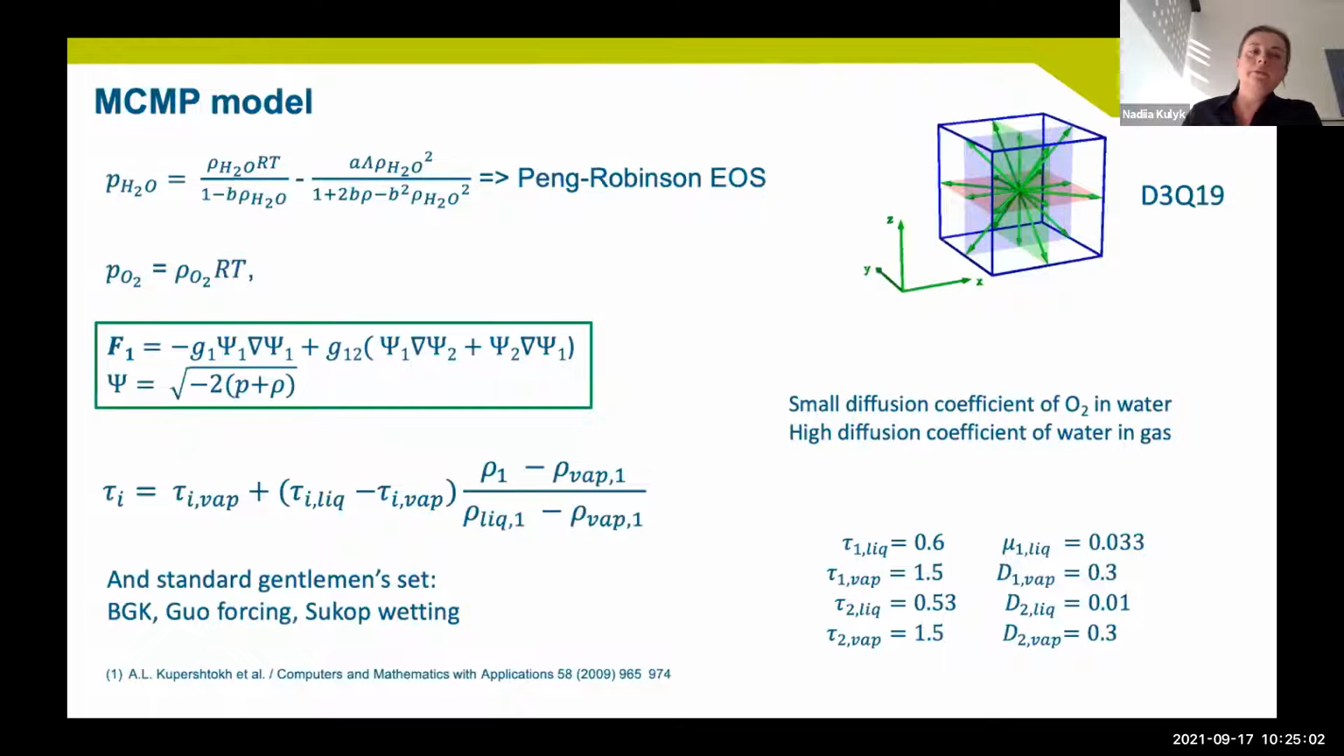In our model, we have a multi-component, multi-phase lattice Boltzmann model. We use the Peng-Robinson equation of state for the first component, that is water. We use the ideal gas equation for the second component, but it slightly interacts with the first component to tune the solubility. We also change the relaxation time for both components depending on which phase they belong to. And we use the D3Q19 stencil and a standard Guo forcing, BGK, and Shan-Chen coupling at the surfaces.